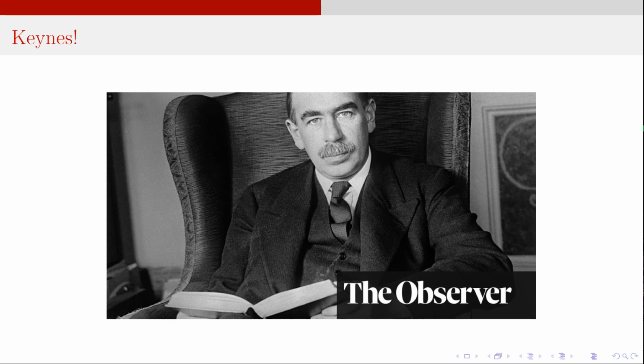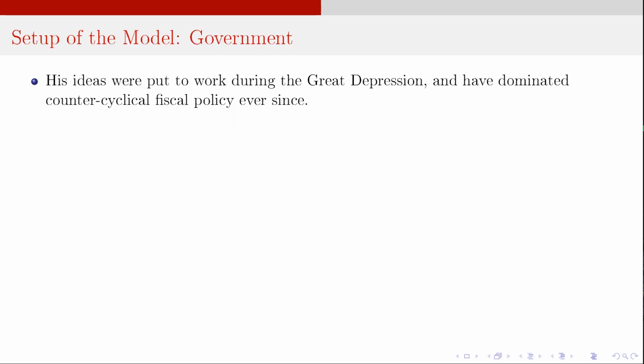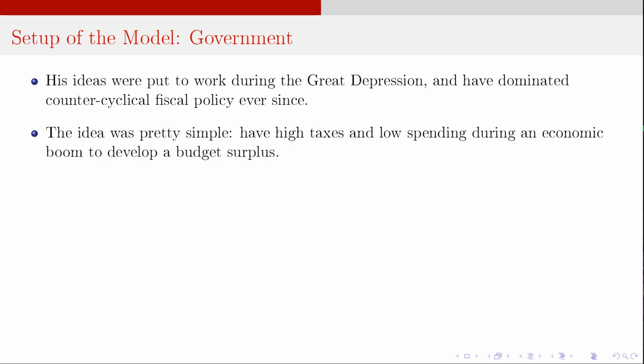He was a world-famous economist from, I believe, the early 1920s up until his death, which I believe was somewhere in the early 1940s. He wrote a book called The General Theory of, I believe, money, interest rates, something or other. It's just referred to as The General Theory. I've read numerous chapters out of that book. It's absolutely fantastic. And he's really considered to be the father of modern macroeconomic thought. Now, his ideas were put to work during the Great Depression, and they've dominated countercyclical fiscal policy ever since.